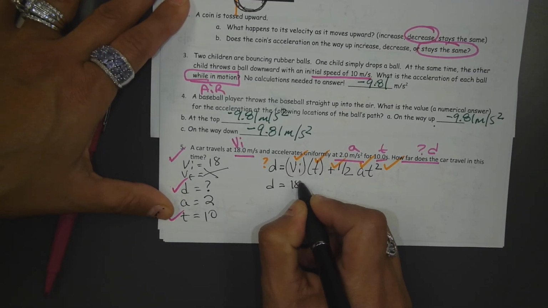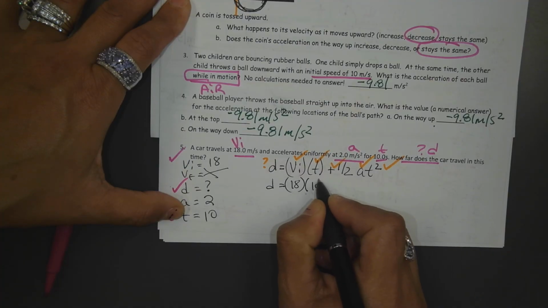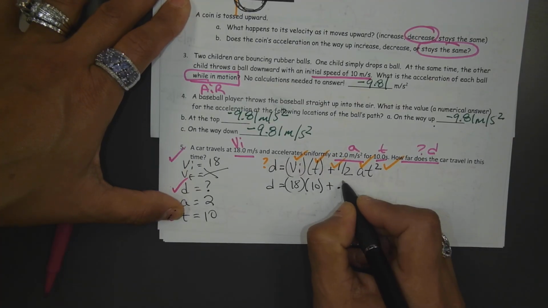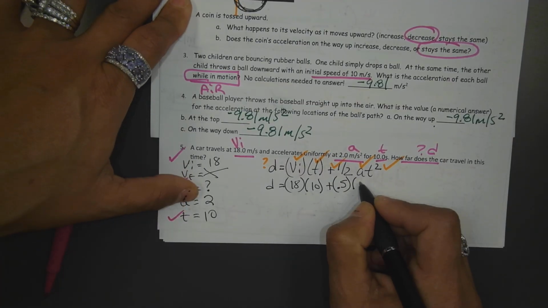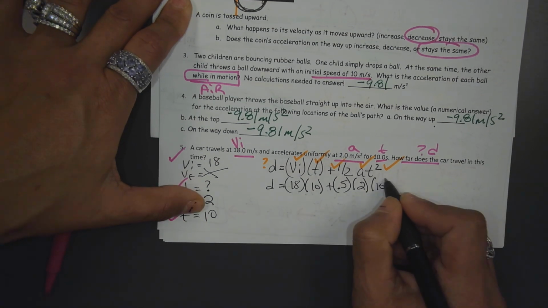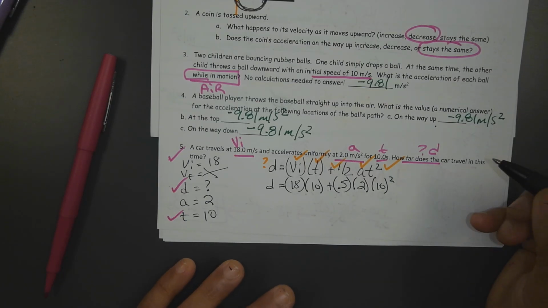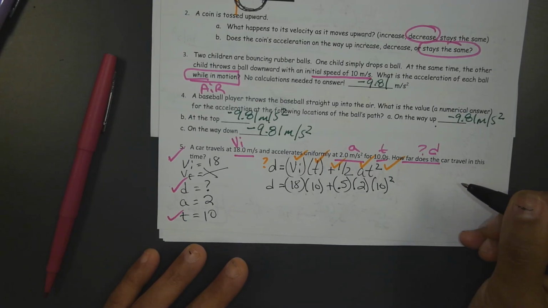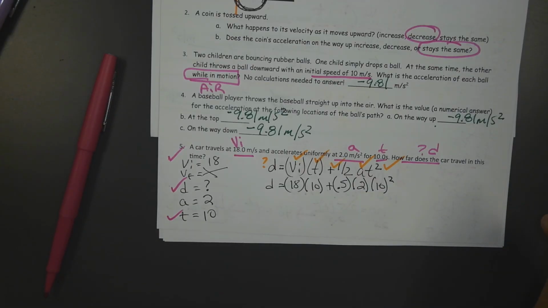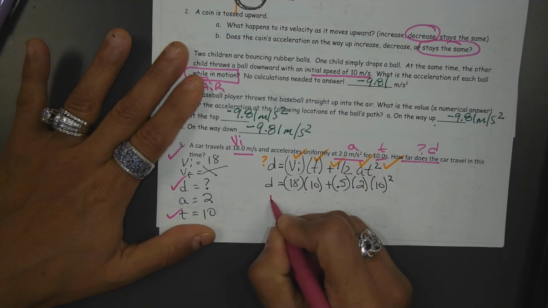Distance equals 18 multiplied by 10, plus, change that to a decimal, 0.5 times A of 2 times 10 squared. Don't forget to square that 10. That's like my weakness, forgetting that little square. So let's get this done. 10 squared is 100, times 2 is 200. Multiply it by 0.5 is 100 again. Tell me if my math is wrong, but that's what I'm doing in my head.